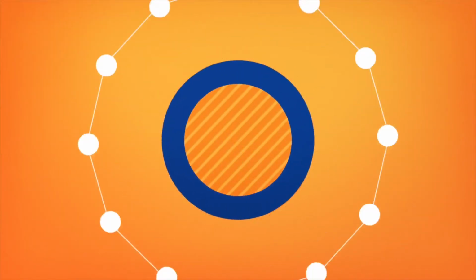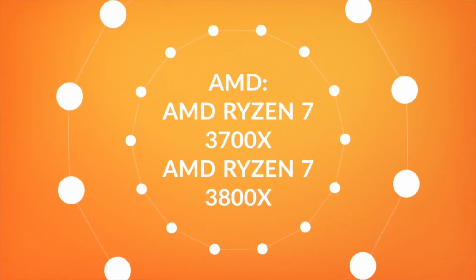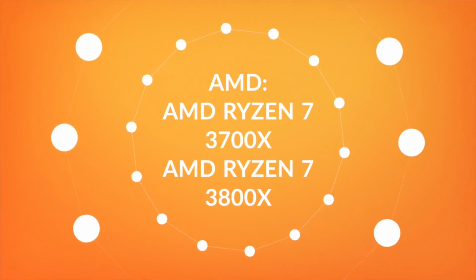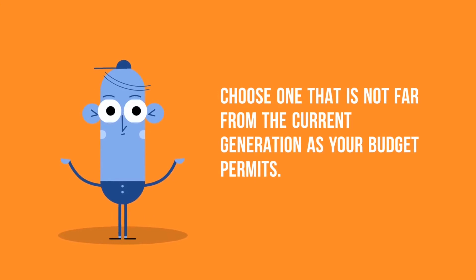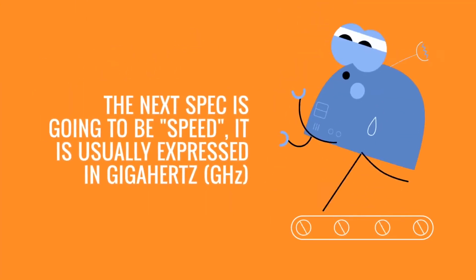If you're interested in AMD, you'll mainly find their Ryzen processors with a sequential numbering that looks something like AMD Ryzen 7 3700X, AMD Ryzen 7 3800X, etc. Choose one that is not too far from the most current generation, as your budget permits.